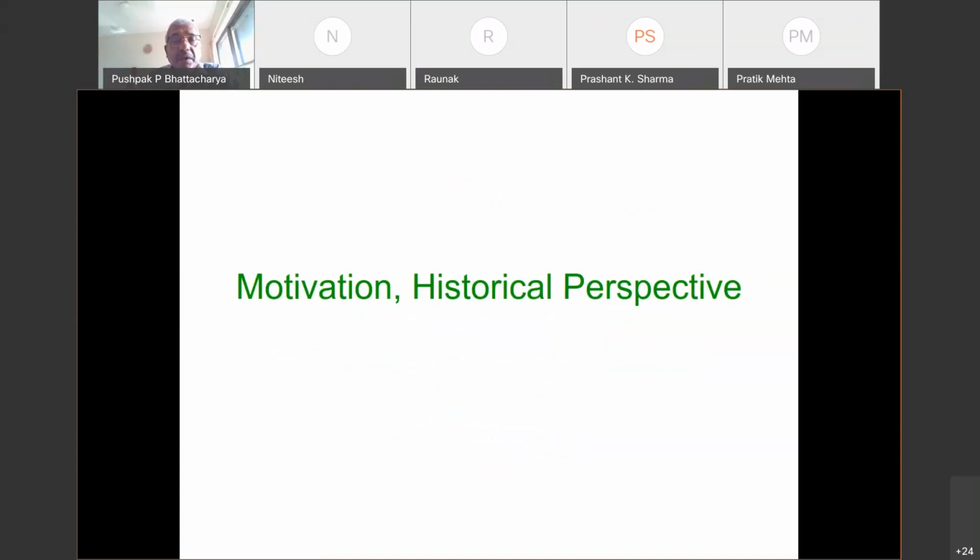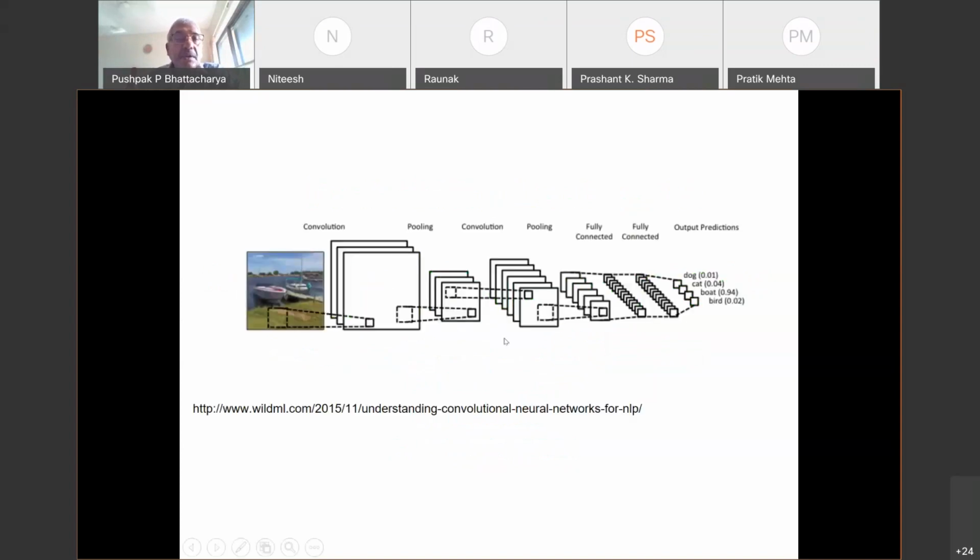Now, very quick motivation and historical perspective. We see this kind of neural networks, which you see on the screen, very frequently. So there is a scene here, and the main task is to detect the objects in the scene. So we see that the final softmax layer produces decisions on dog, cat, boat, and bird with the probability values shown against these classes. Dog probability 0.01, cat 0.04, boat 0.94, and bird 0.02.